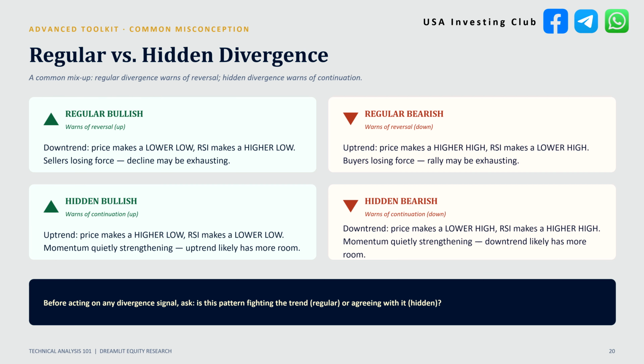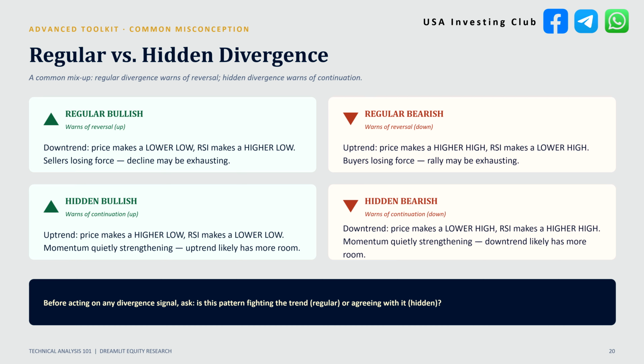Here's a distinction that trips up a lot of newer traders, so let's be precise about it. Regular divergence warns of a reversal. Hidden divergence warns of a continuation. The opposite meaning entirely, despite looking superficially similar on chart. Regular bullish divergence appears in a downtrend. Price makes a lower low, but RSI makes a higher low. Sellers are losing force, and the decline may be exhausting itself. This warns of a reversal upward.